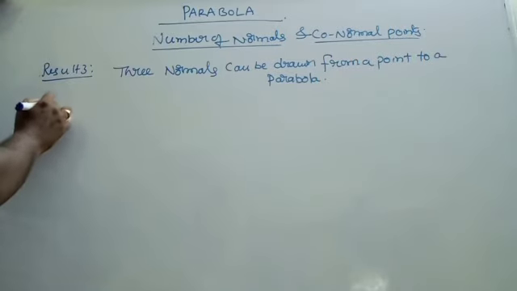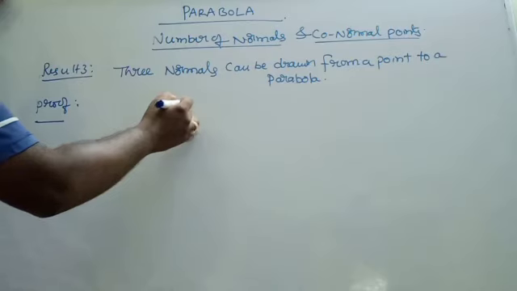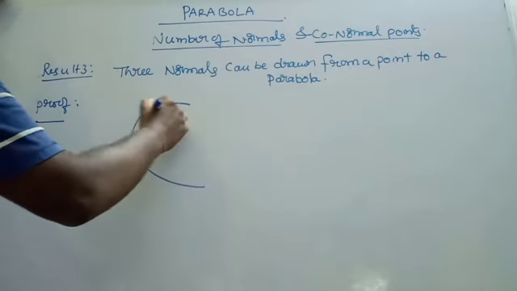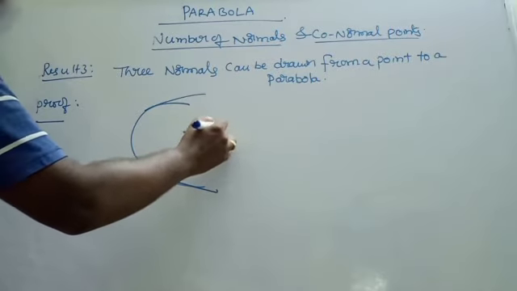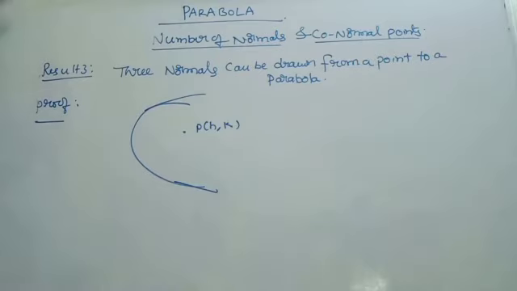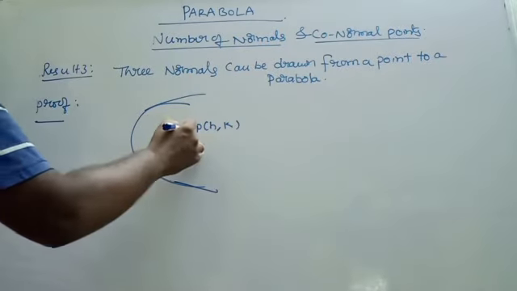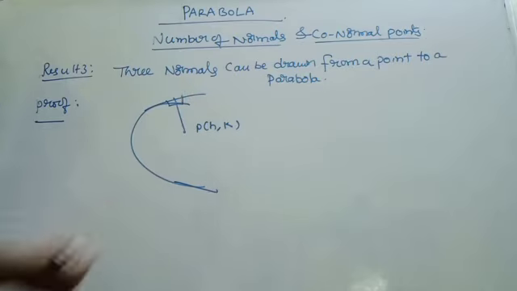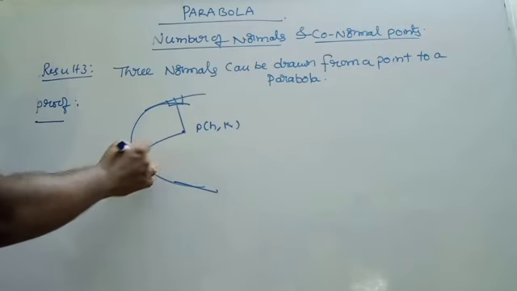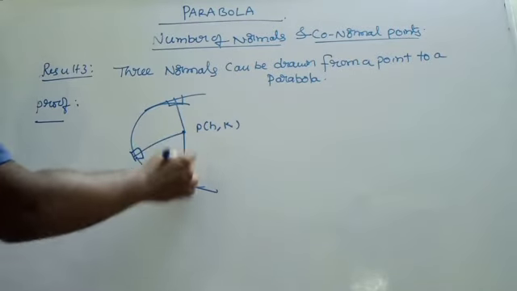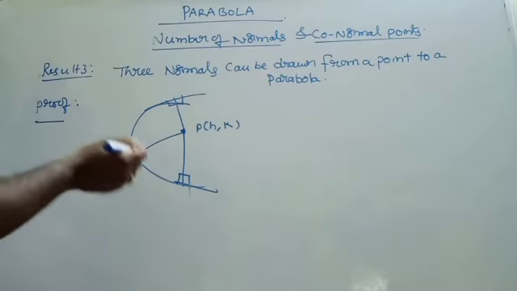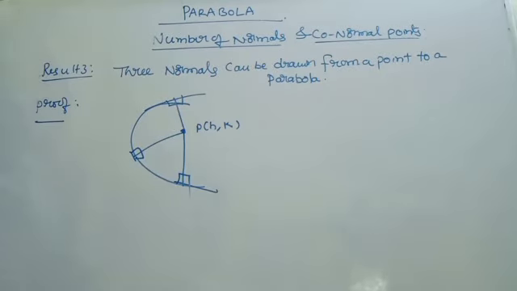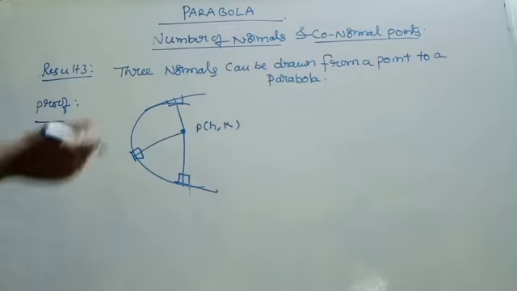Diagrammatically, suppose you have a parabola and you take one point P(h, k). They say that three normals can be drawn from a point to a parabola. This may be one normal, another normal you may find here, and another normal may be here. That means through one point only three normals can be drawn to a parabola.